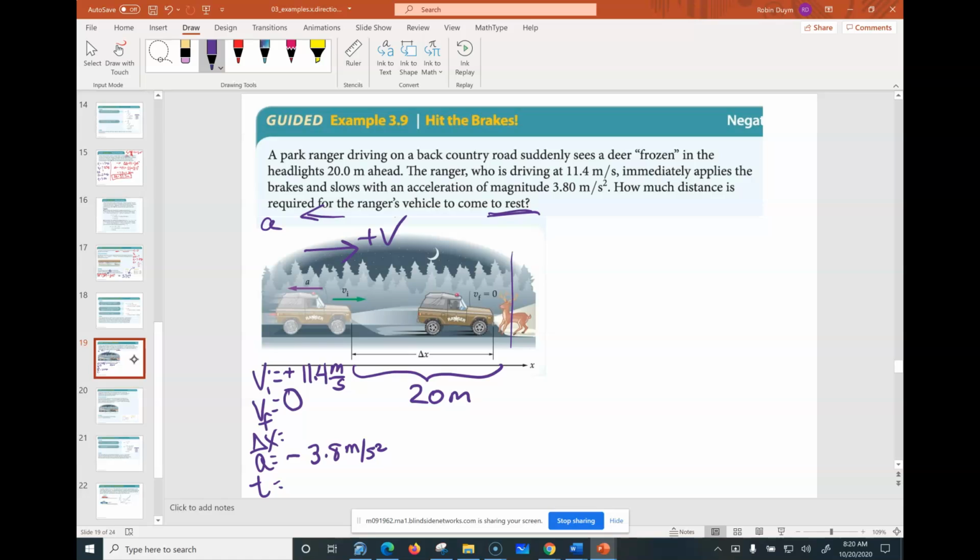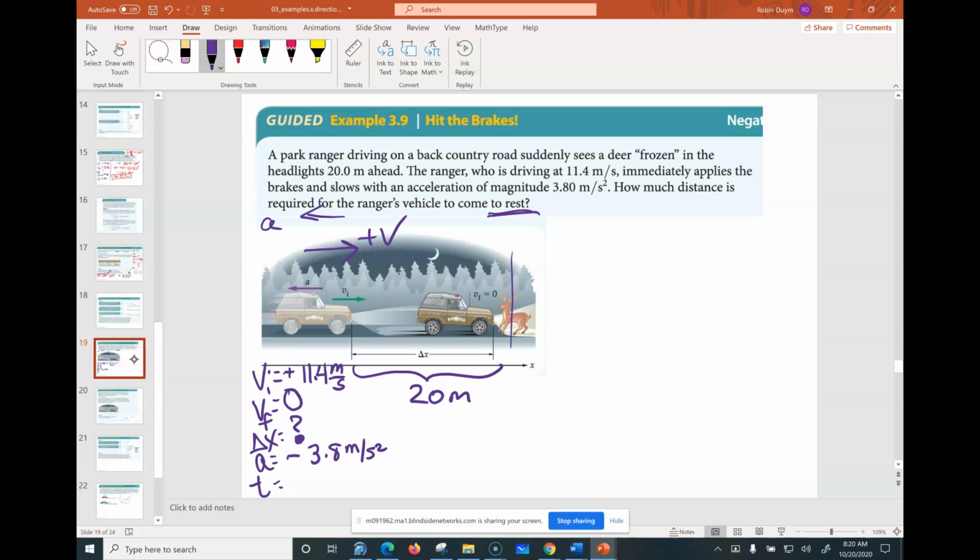It asks how much distance is required for the ranger's vehicle to come to rest. They give me that 20 meters. Does that go in there? That's just how far away the deer is. So that's saying from where you apply your brakes to where the deer is, 20 meters. They throw that in there just to test that you really know what you're talking about. So we're actually trying to find this displacement.